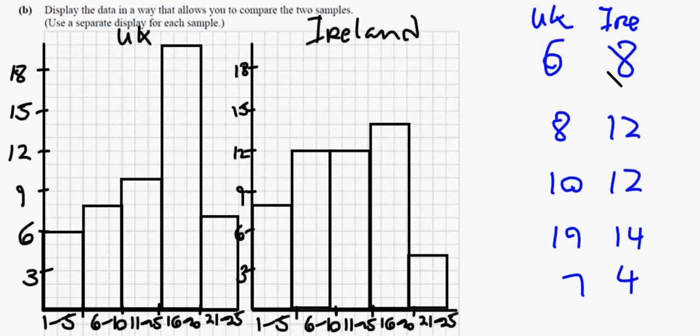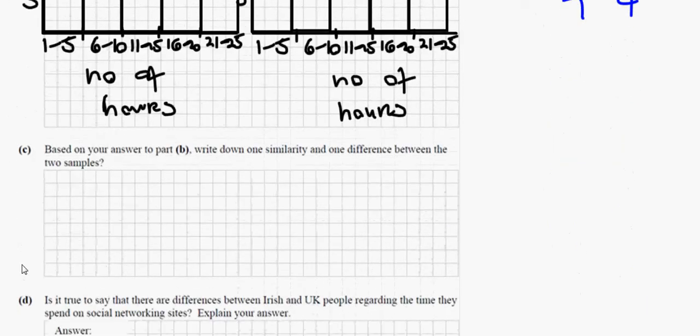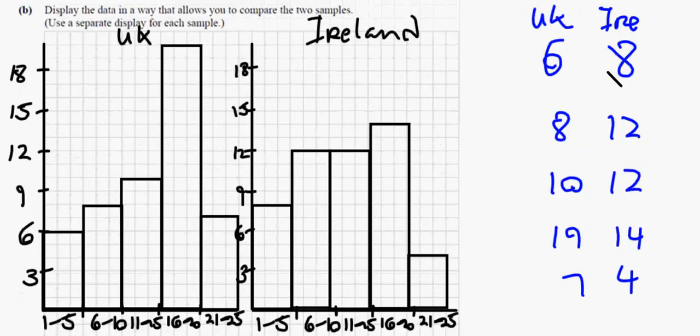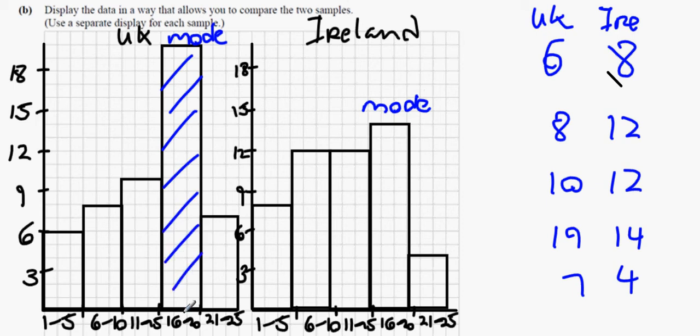Based on your answer in part B, write down one similarity and one difference between the two samples. They only have one mode. Now, a mode is the most common or the highest amount. So the mode is 16 to 20. Most students in Ireland and England tend to spend between 16 to 20 hours on the social networking sites. So they have the same mode of 16 to 20.